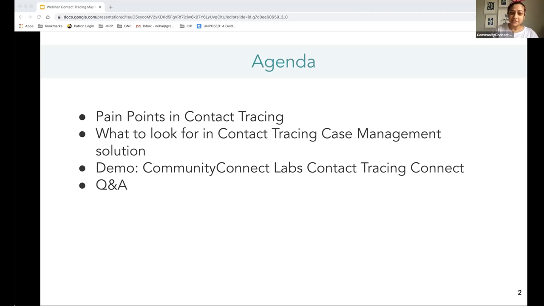So just very quickly, I wanted to go over the agenda for today. We're going to start out talking about the pain points in COVID-19 contact tracing. We'll also go over what to look for in a contact tracing case management solution that will set you up for success, as well as learn about some of the COVID-19 solutions from CommunityConnect Labs. Finally, we'll be having an open Q&A where we can answer any questions that you may have for us.